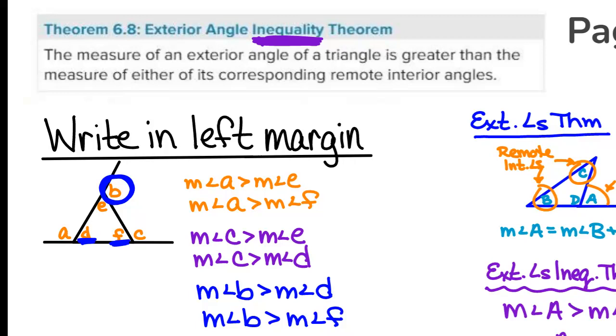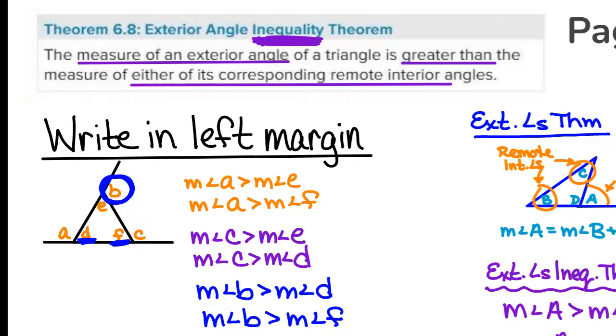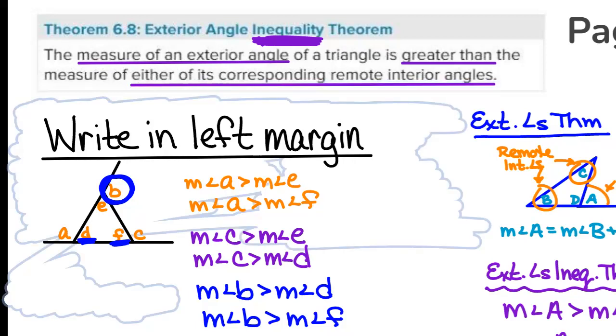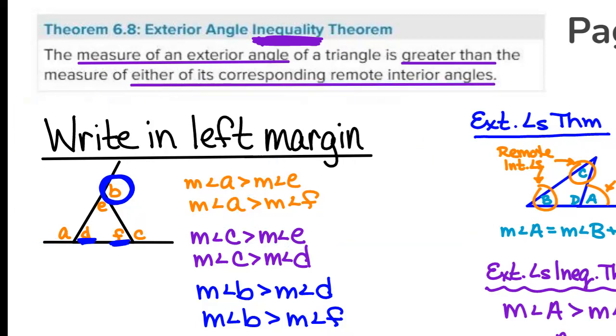And if you look up at the top of page 374, that's exactly what my exterior angles inequality theorem says. It says the measure of an exterior angle is greater than either of its remote interior angles. It's bigger than either one of them. Not both of them together, but it's bigger than one, and it's also bigger than the other one. So far, so good? All right.